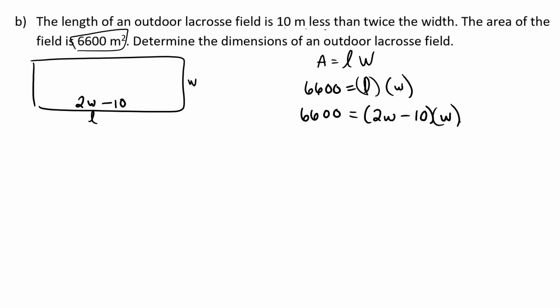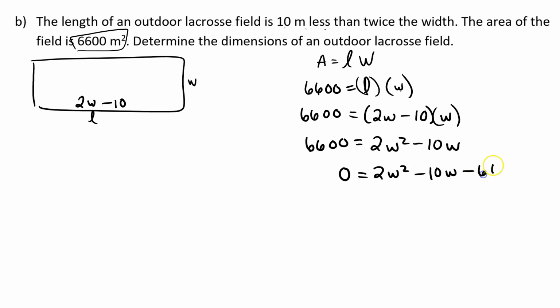Now what I need to do is expand this, set one side equal to 0, factor, and solve for w. So let's do it. 6600 equals 2w squared minus 10w. We need to set one side equal to 0, so I'm going to subtract 6600 from both sides. So 2w squared minus 10w minus 6600. And I notice that they're all even, so I can divide everything by 2. So w squared minus 5w minus 3300.